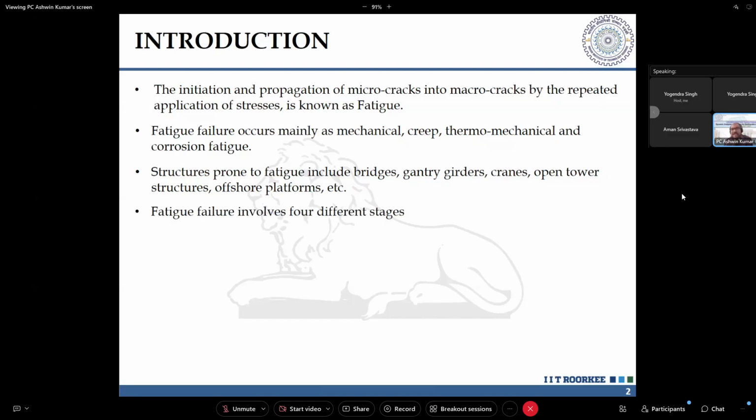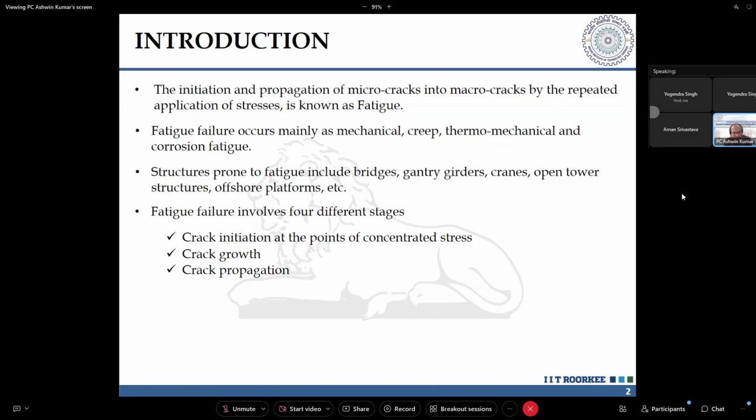Now, again, as per the fatigue definition that we explained in the first line of this slide, fatigue failure involves four typical stages. One is crack initiation at points of concentrated stress. So fatigue evolves beginning with crack initiation at points of concentrated stress. Then the crack grows, then the crack propagates.